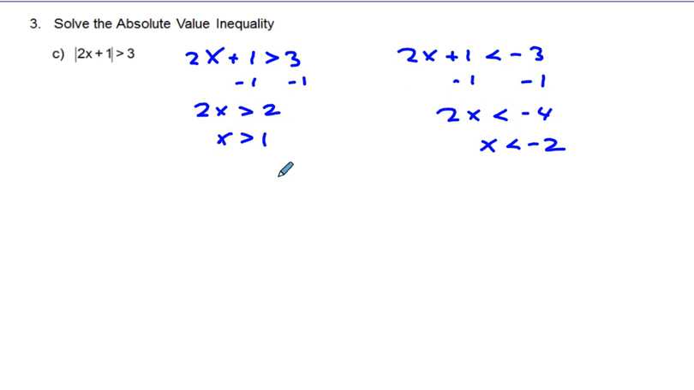So what we have in interval notation for x is less than negative 2, we have negative infinity, comma, negative 2, union, 1, comma, infinity. So that's going to be that.